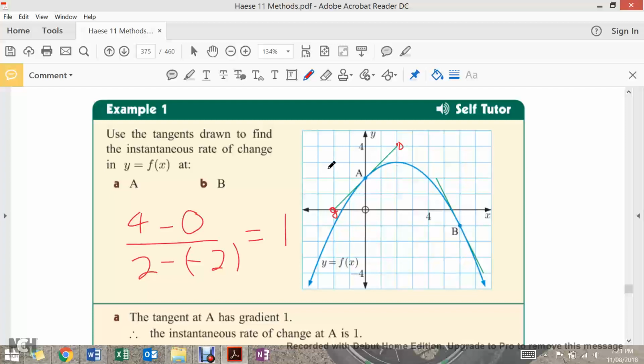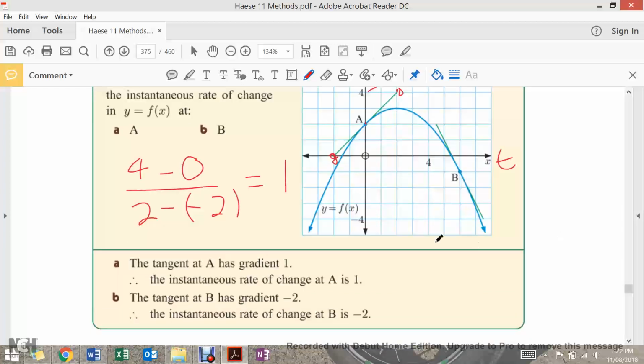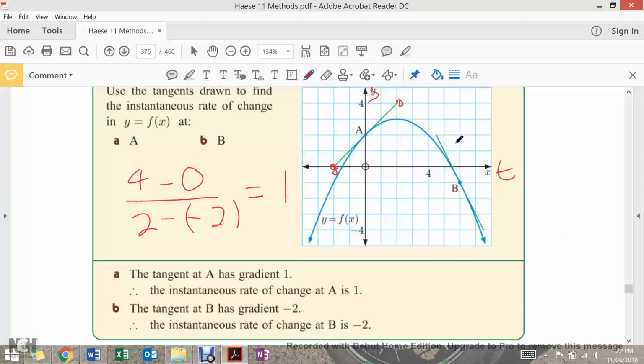So for example, if this was your distance traveled and this was your time, your instantaneous speed at this exact moment in time would be 1 meter per second. We then look at the tangent at B, which has a gradient of -2, so you find it in exactly the same way. You might want to strategically pick 2 points that cross grid lines, so that's a nice point. That's a nice point. Find the coordinates of those 2 points. You're going to get a slope of -2. So your gradient is -2. That means your instantaneous rate of change at point B is -2.